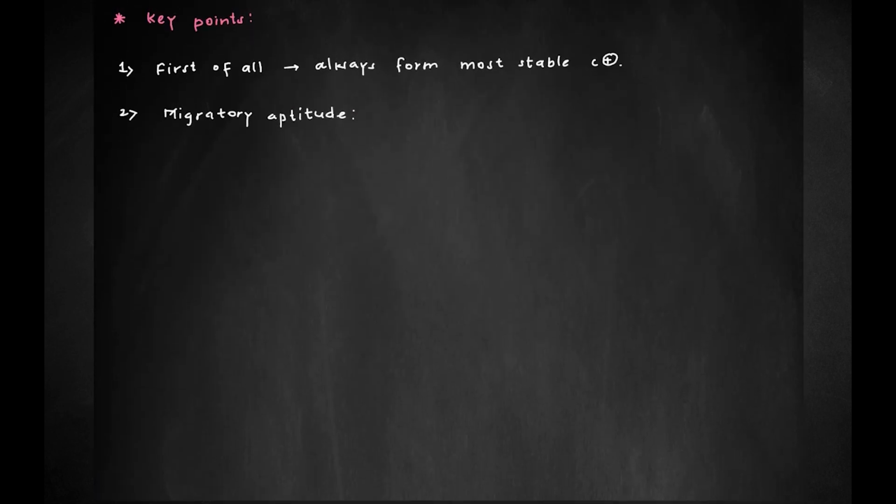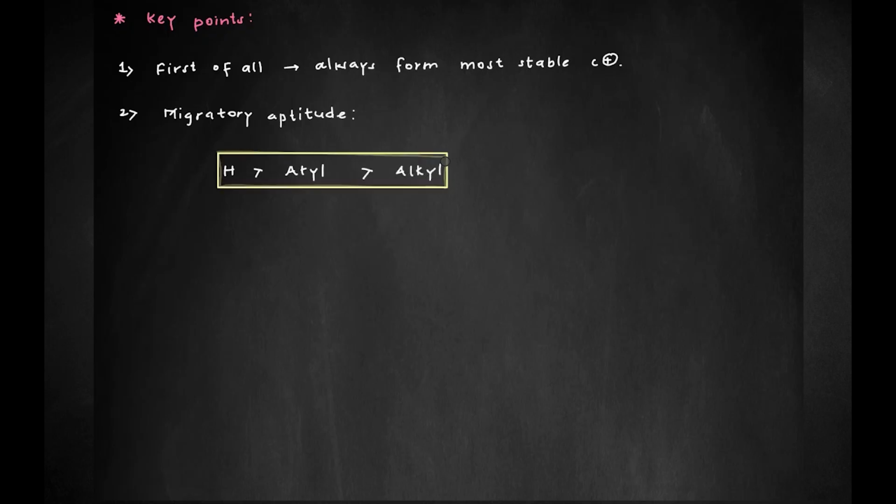And what is the migratory aptitude of this particular reaction is, number one, you have to shift the hydrogen if it is present. If hydrogen is not present, you have to shift the aryl groups, and if aryl groups are not present, then you have to shift the alkyl groups. Got it? So this is the migratory aptitude.